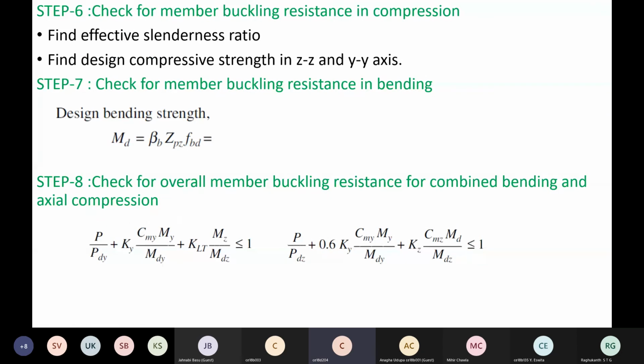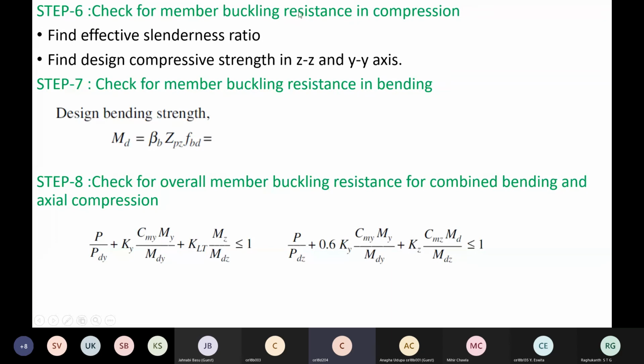Yeah, so you have seen the local capacity check. We'll go for whether the member is resisting buckling in compression or not. First, you have to find out the slenderness ratio in the Y and Z axis. We all know that KL by r. Here, the effective length is the same in both the axes. Only the rY and rZ change. So lambda Y and lambda Z you will calculate. Once you know lambda Y, lambda Z, you will know fcd. From that, you can calculate the design compressive strength.